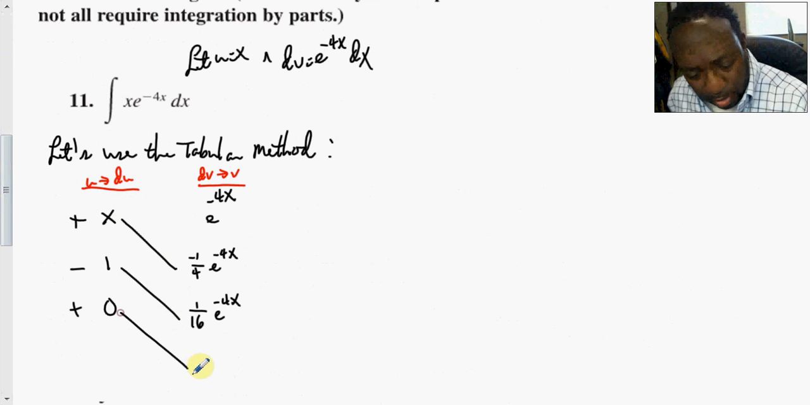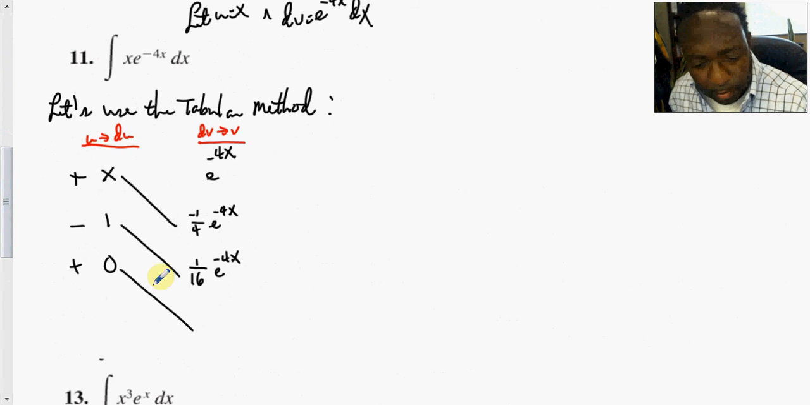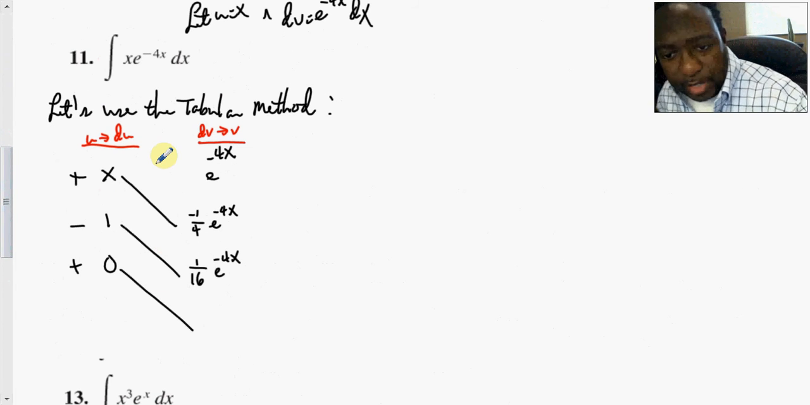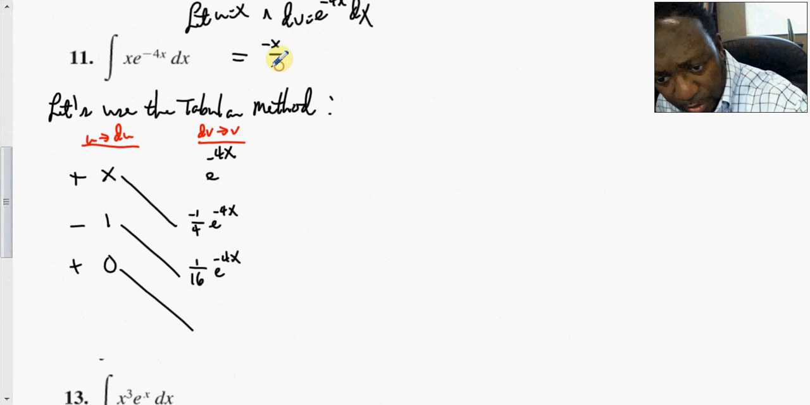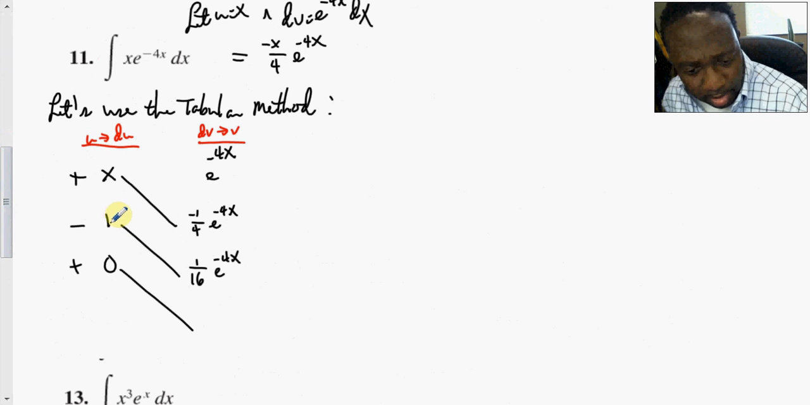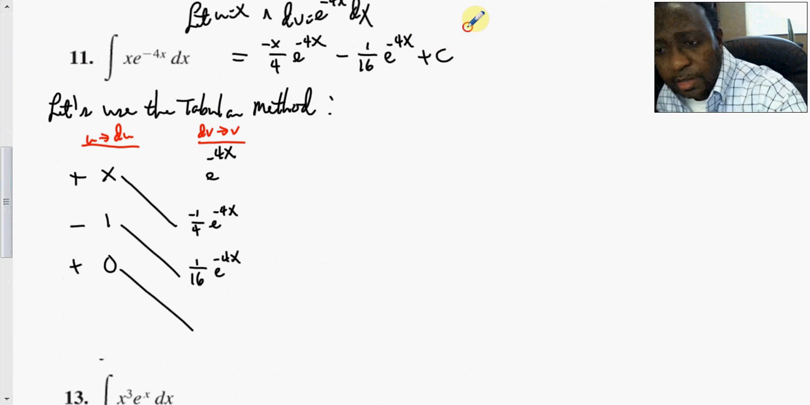The multiplication is on the alternation. And the reason why you pick one part to go to 0, the derivative to go to 0, is because once you multiply 0 times this term here, then everything after that is 0. But the connection here would be the answer. So this is x times negative 1 over 4 times e to the negative 4x. So we can just say this is negative x over 4 times e to the negative 4x. And then here, this is negative 1 over 16 times e to the negative 4x plus a constant.